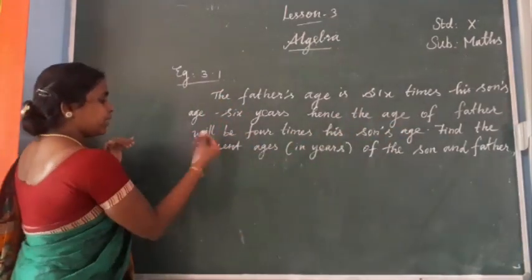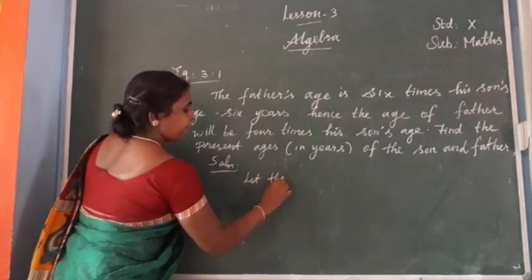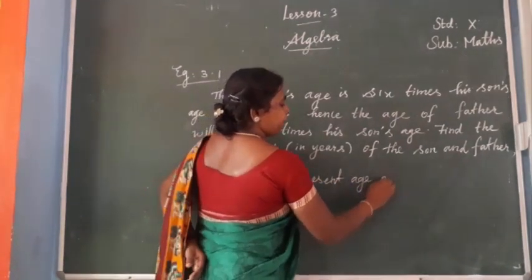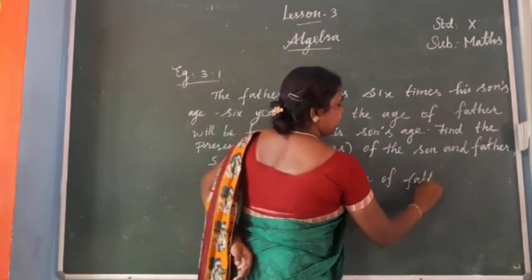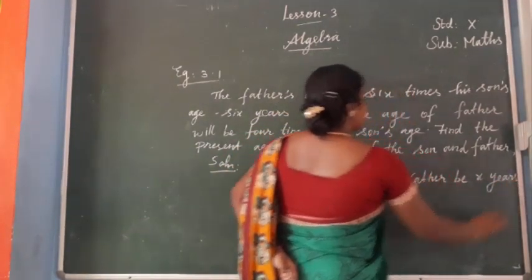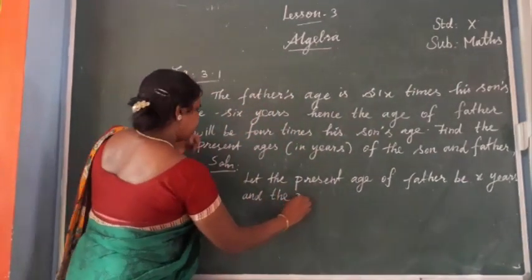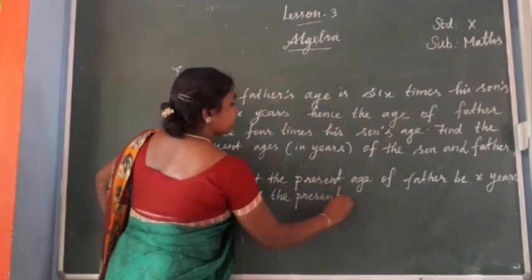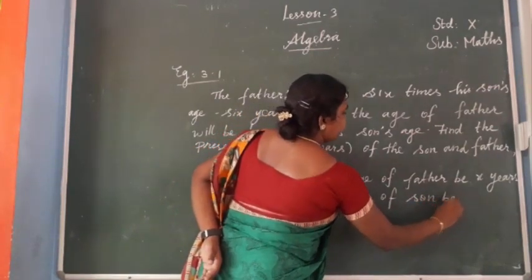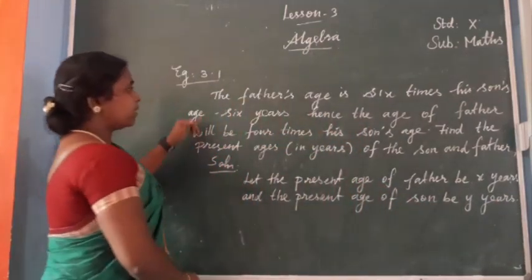So first, let the present age of the father be x years and the present age of the son be y years. Okay, now you can see the condition.